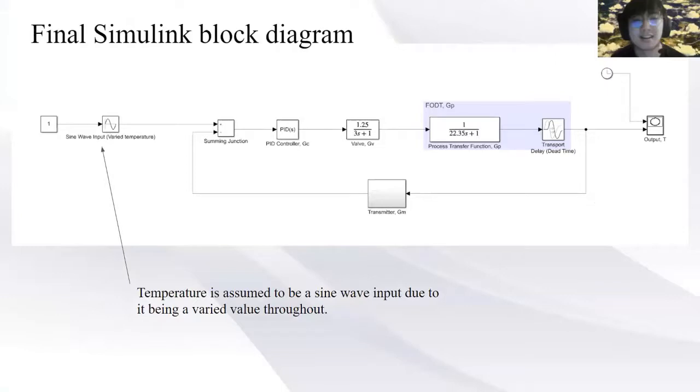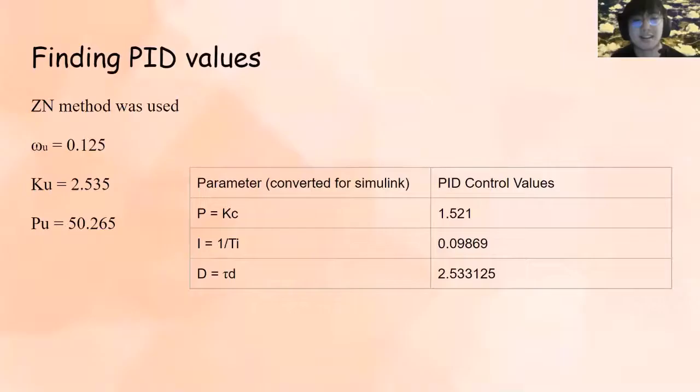A final plot diagram has been constructed in Simulink, and input was set as sine wave as the temperature input varies over time. Next. PID values were found with transfer function using ZN method. Next.